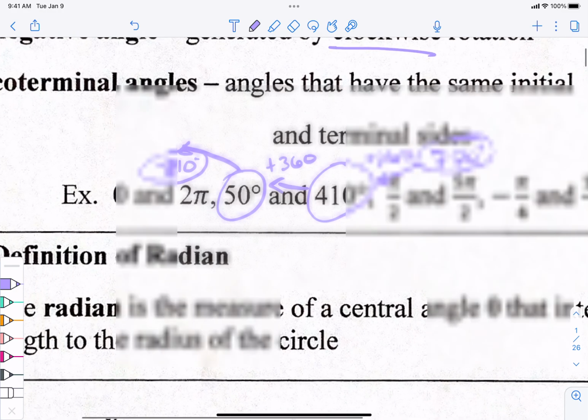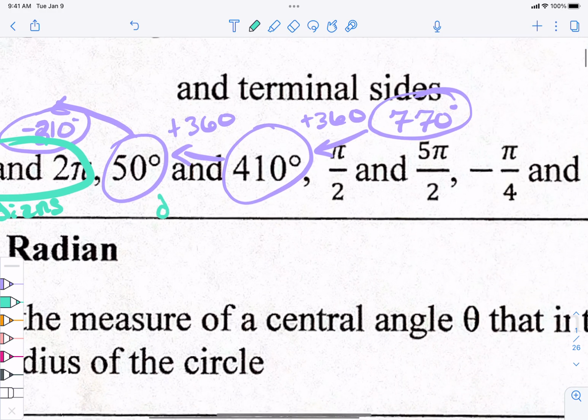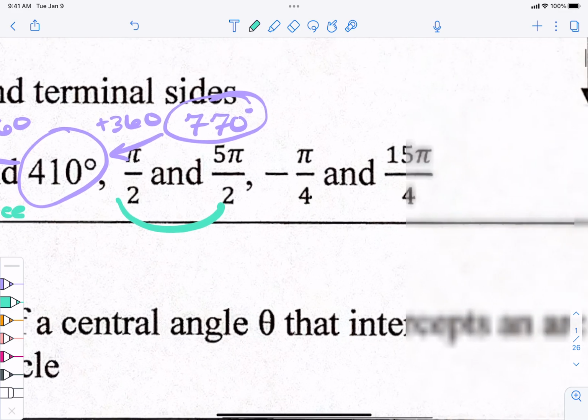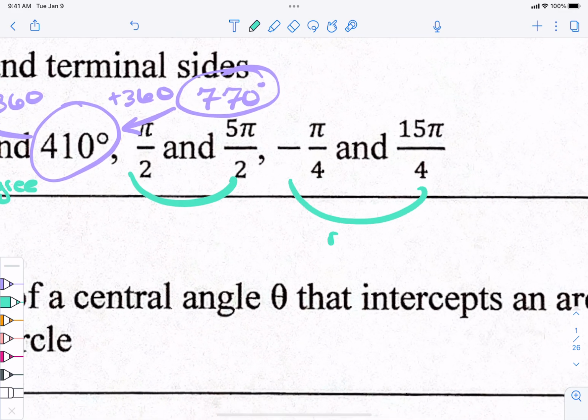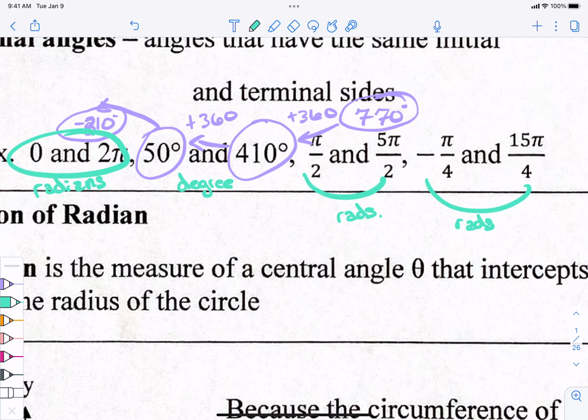Now, they also talk about 0 and 2 pi being coterminal angles. These are in what's called radians. We're going to get to that here in a second. This is radian measure. This is degree measure, which is what we are used to seeing, okay? These are radians also, and these are radians also. We are not thinking in radians yet, but hopefully we know our degree measures pretty well.